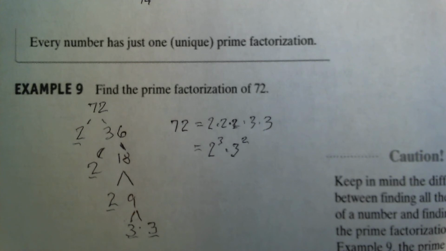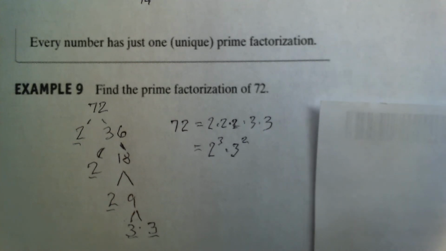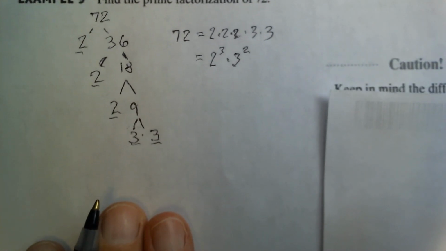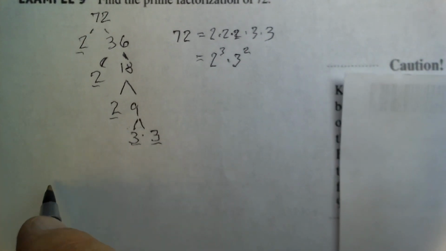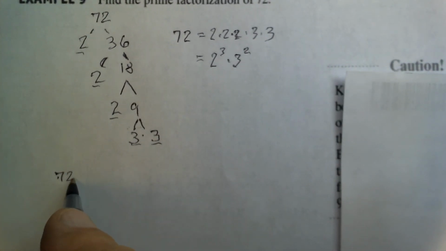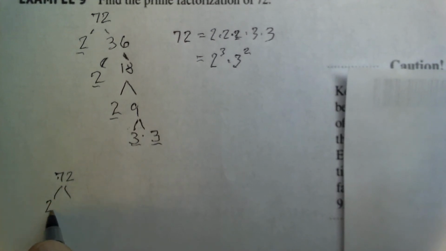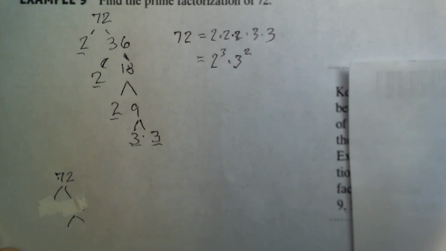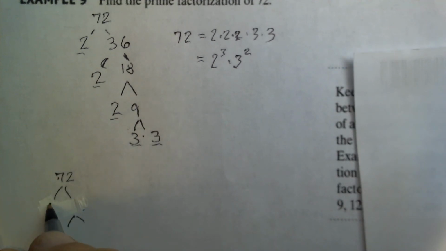For instance, if we started the prime factorization of 72 in a different way, for example, 72 we can write as 2 times 36. Now 36 is an even number, so we had that already. We can write that as 4 times 18.